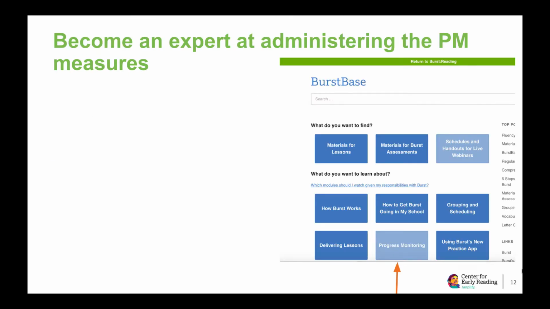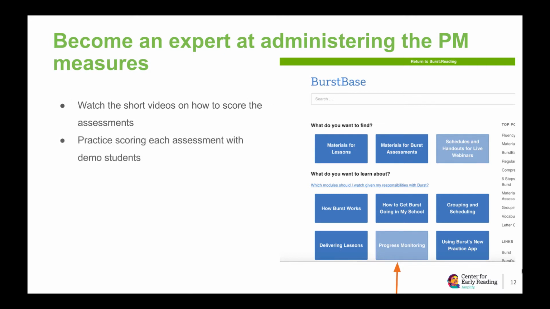Now that you have a better understanding of how Burst interprets data, we'll help you become an expert at administering and scoring the PM assessments. Your first step is to watch the videos for each measure. There are short videos on how to score each of the Burst measures in the Burst base under progress monitoring on the training page. Be sure to actually practice scoring the Burst measures along with the video with the students in your demo class. Phoneme segmentation fluency and nonsense word fluency are two of the most difficult assessments to administer, so practice scoring both of these assessments as much as you need to feel confident before assessing Burst students.